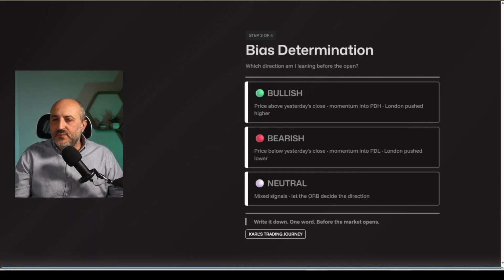Basically, at this point, if any of you already know, I trade the ORB very often in the morning. That's one of the trading strategies that I use quite often. I'll let the ORB decide if it's not clear on a specific morning. So usually after looking at all this, I write down one word: bullish, bearish, or neutral. Neutral is completely valid, by the way. So on mornings when the picture is mixed, like I said, I'll let the ORB tell me which way the market wants to go.